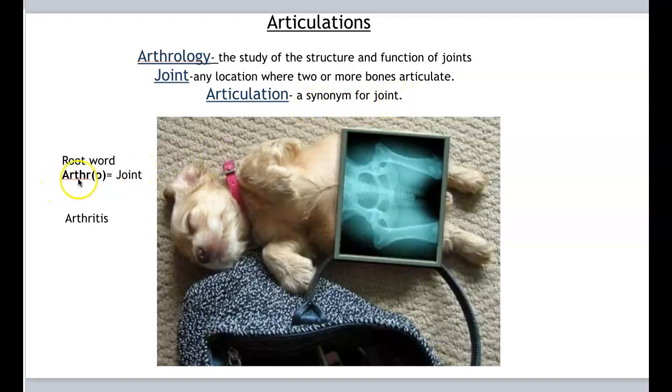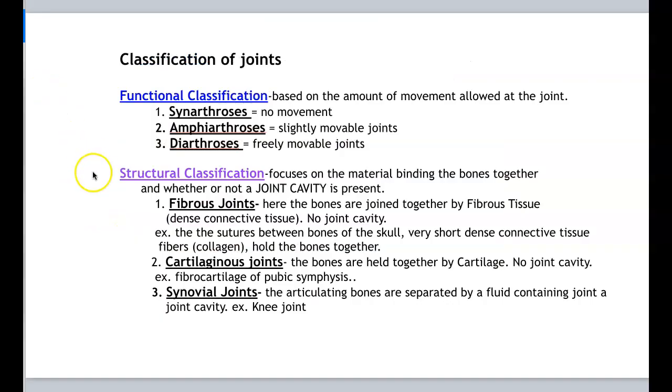A root word, A-R-T-H-R, whenever you see that, that just means joint. Arthrology would be the study of joints. Arthritis would be inflammation of joints. So we're going to be classifying joints in two ways. And you'll see this all through anatomy. We're going to classify them functionally and structurally.